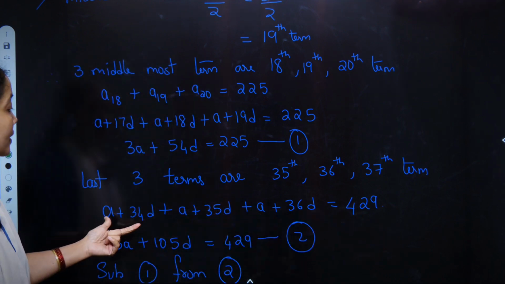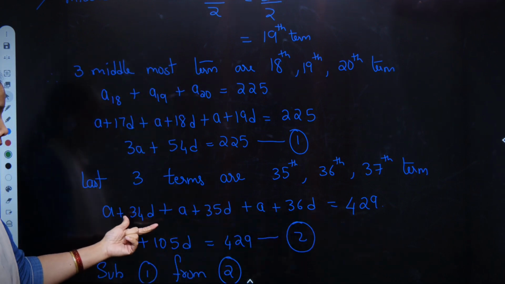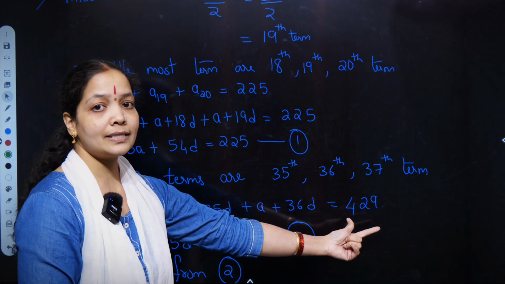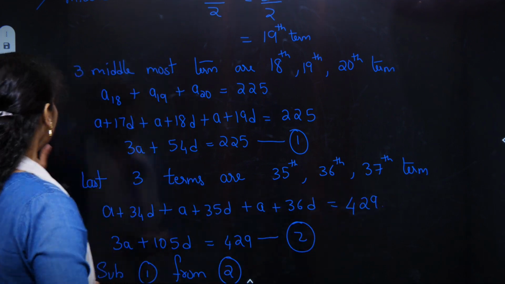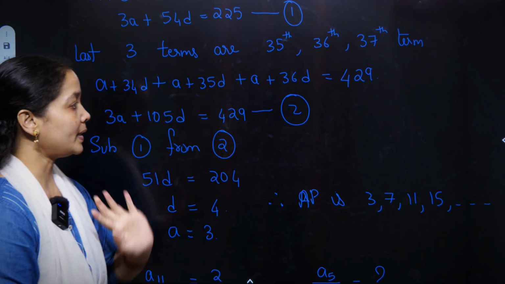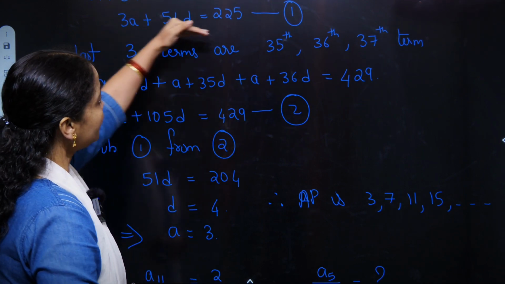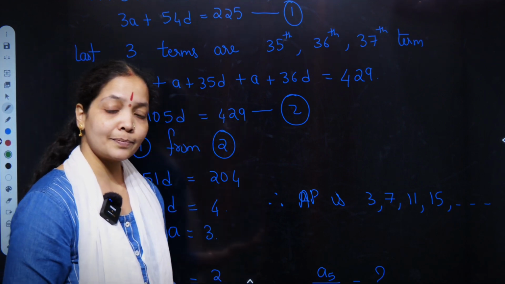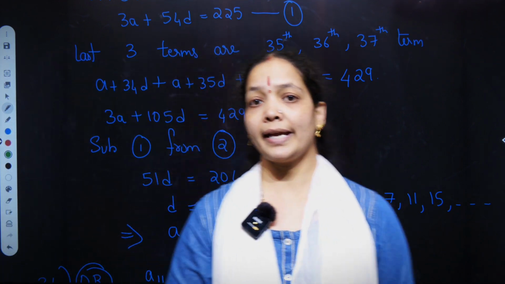So, the 37th term can be elaborated as A plus 34D, A plus 35D, A plus 36D, which adds up to 429. I know the A's are common, so 3A plus 105D is 429. I got my first equation, I got my second equation. Using elimination or substitution, I can find the values of A and D.